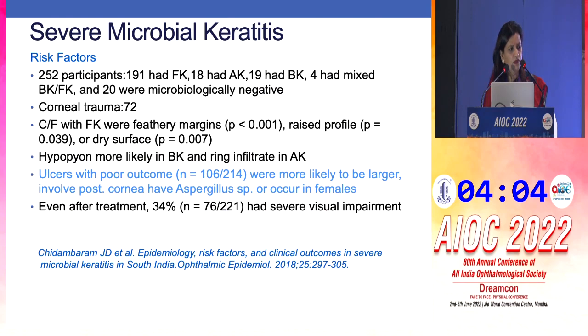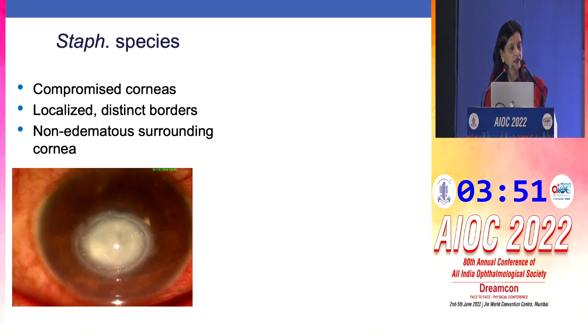Now, this is just to show that the severe forms of microbial keratitis have poorer outcomes, are likely to be larger, and likely to involve the posterior cornea. So that is why it is important to know the size of the ulcer.